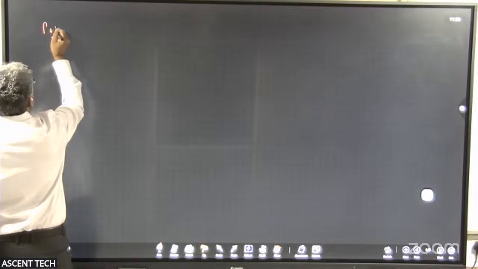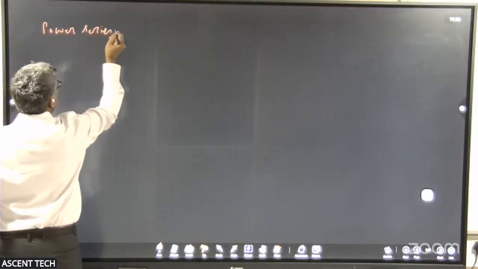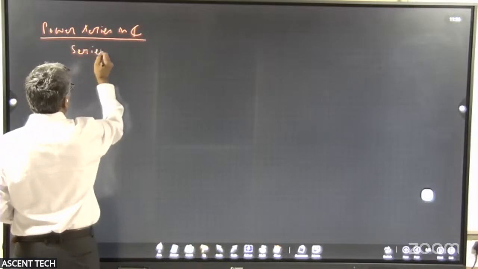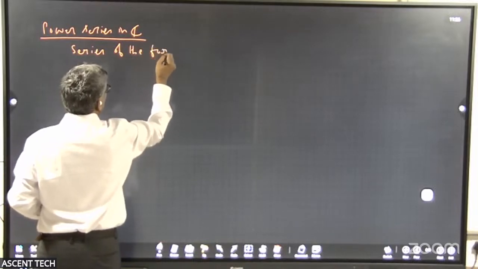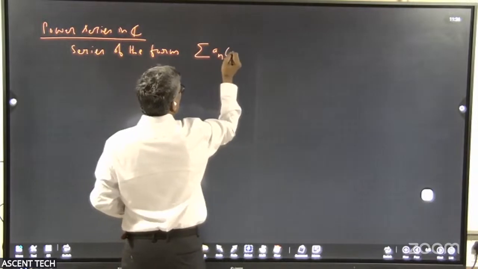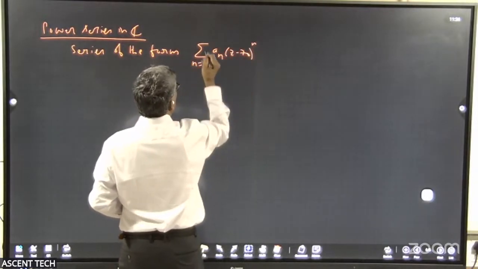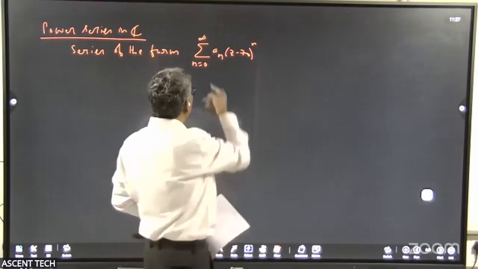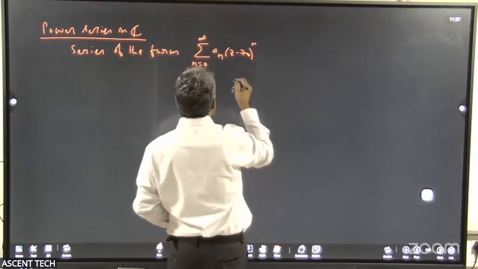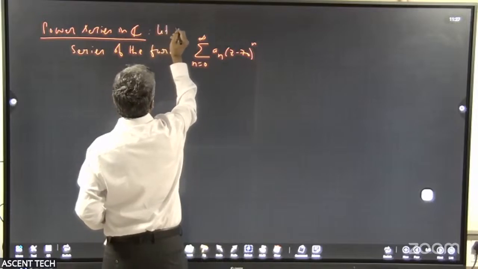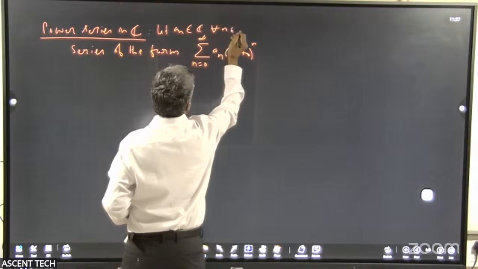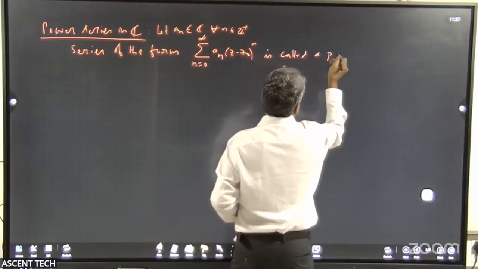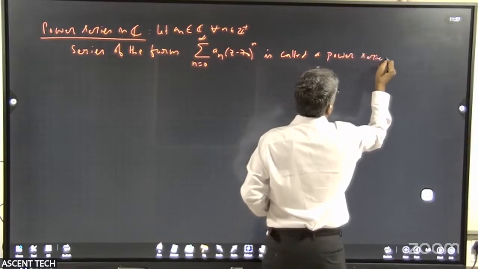Now, power series in C. A series of the form sigma a_n (z minus z naught) raised to n, where a_n is a complex number for all n, is called a power series. I can say it is centered at z naught, or about z naught.